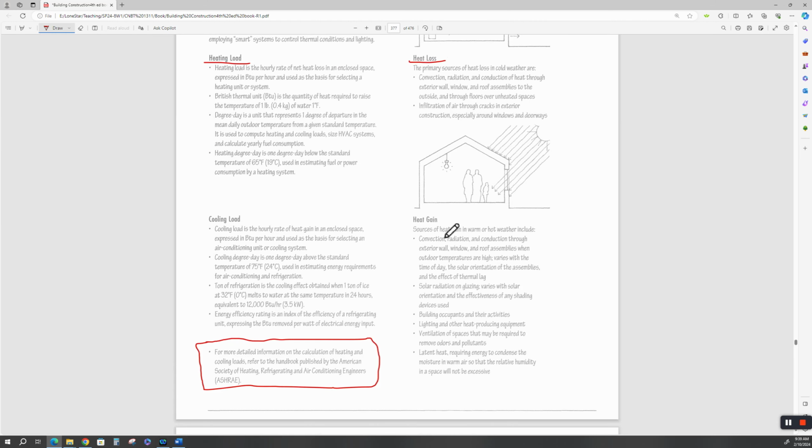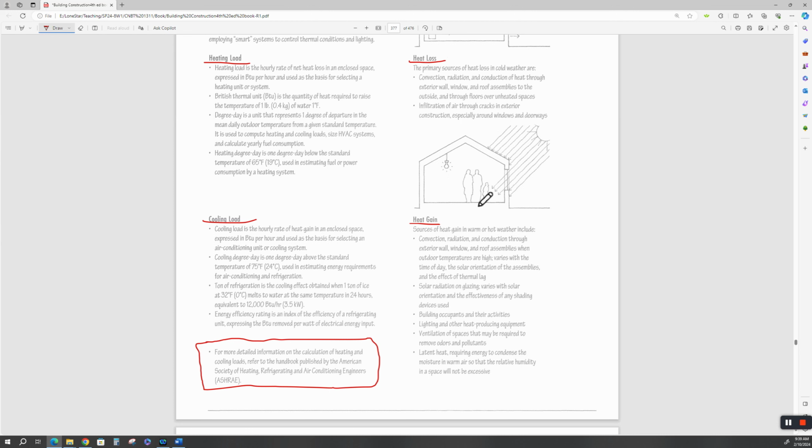Heat gain, which is your cooling load. And the sources of heat gain, guess what that would be? Oh, the sun coming through windows, beating on the roof, turning your attic into an oven. It's 115 degrees out here. It's going to be well over 130 at some point in that attic.